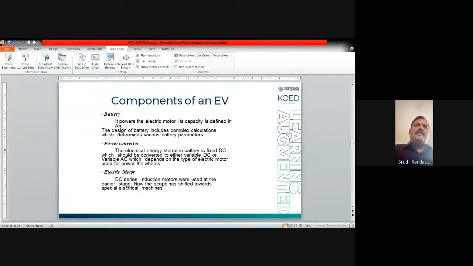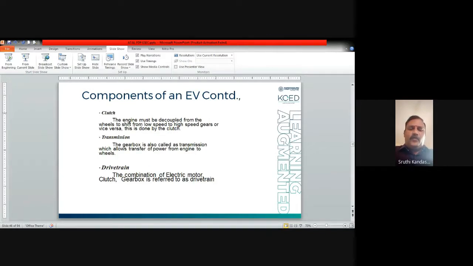The conversion of the fixed DC voltage into variable DC or variable AC depends upon what type of motor you are using in the e-vehicle. If the e-vehicle motor is a DC motor, then fixed DC is converted to variable DC. If the e-vehicle is AC dependent, you can convert the fixed DC to variable AC. There we can have a DC to DC converter, and then an attached inverter. By adjusting the duty cycle of the power converters, the voltage will automatically vary, so the speed of your electric vehicle will be regulated.